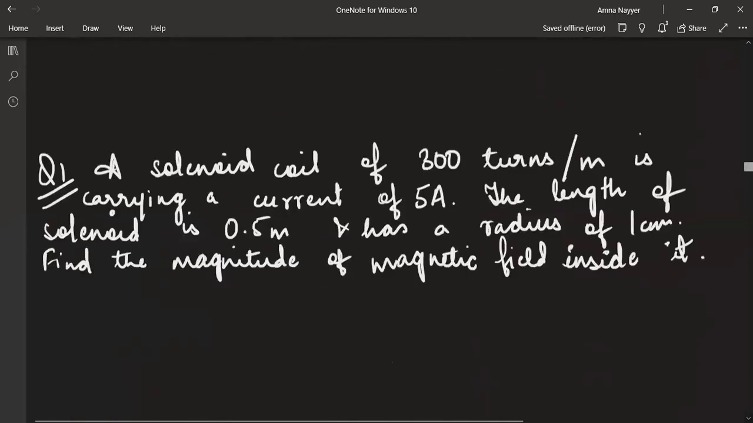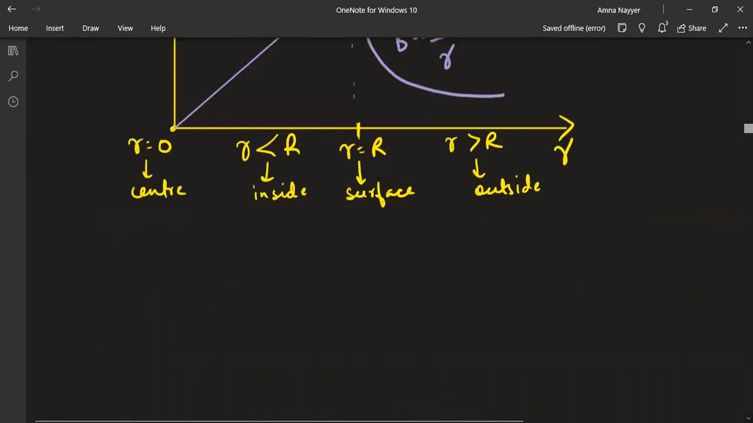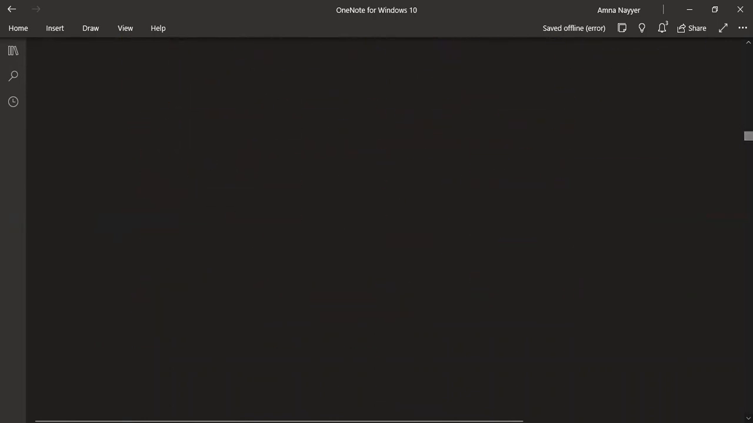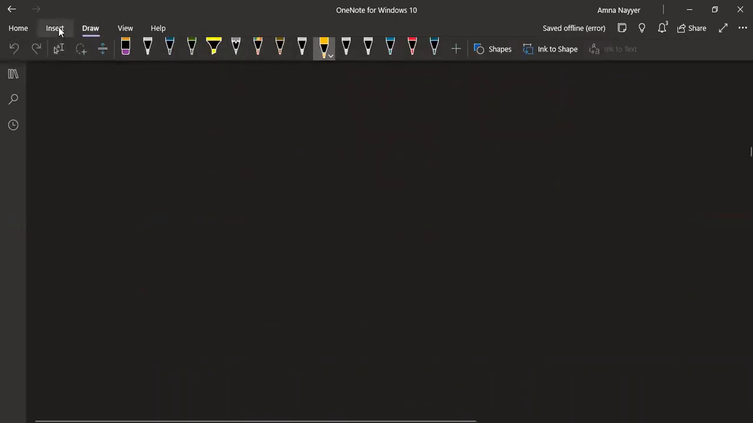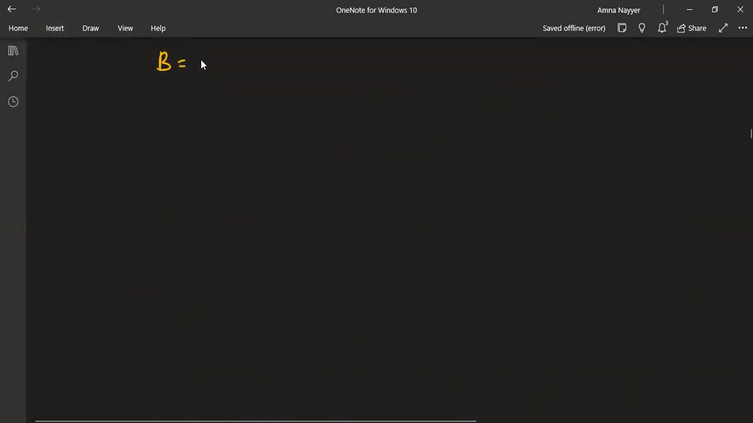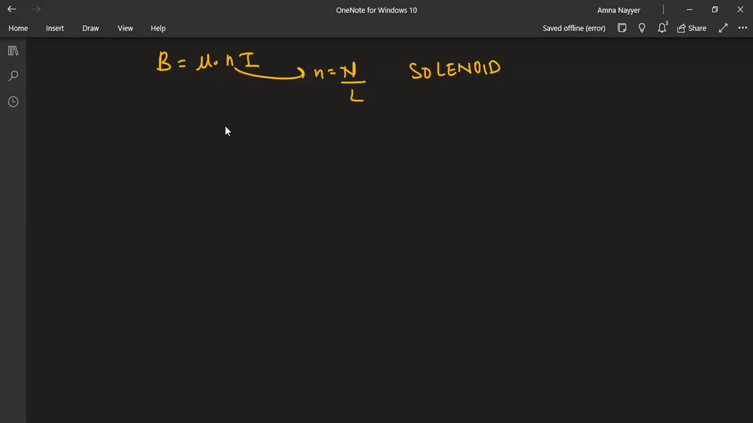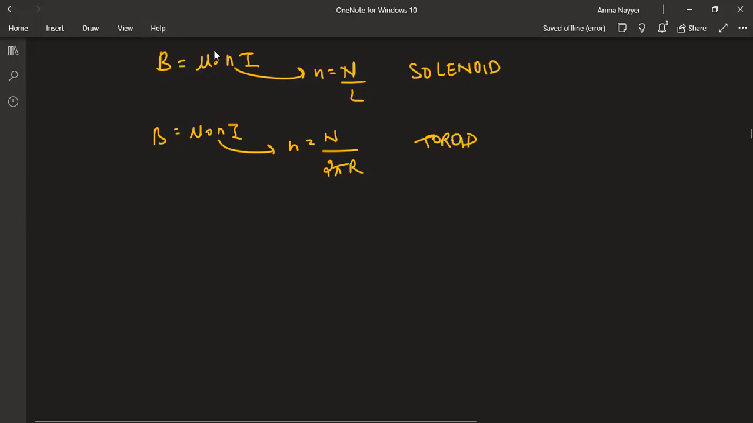Okay, now coming to solenoid. I hope you all know formula of solenoid and toroid. For solenoid, formula is B is equal to mu naught Ni, where N is number of turns per unit length. This is for solenoid. And for toroid, it is B is equal to mu naught Ni, but here N is number of turns per unit length, and length for a toroid is 2 pi R. This is for toroid. Let's directly practice numericals.